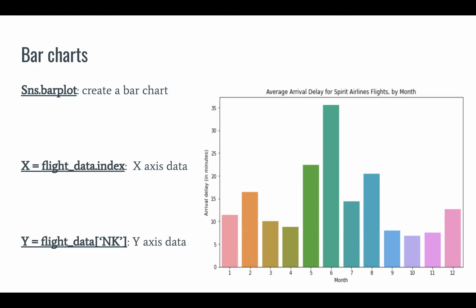One important thing that you want to know is you must select the indexing column with flight data dot index, and it is not possible to use flight data month. If you use flight data month, it will return an error. It's because when we loaded the data set, the month column was used to index the rows. So we always have to use special notation to select the indexing column.